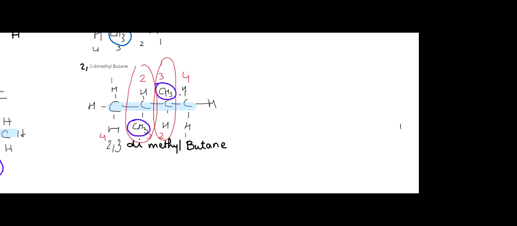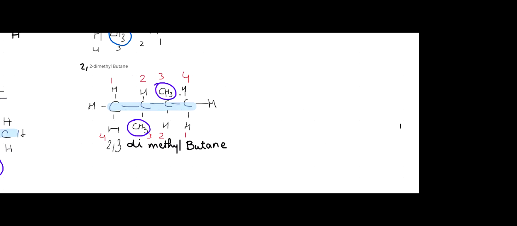2, 3 dimethyl butane. Or you can choose to count it from the right-hand side. Even if you choose to count it from the right-hand side, this becomes carbon atom number 2 and this becomes carbon atom number 3, so the numbering will remain the same. 2, 3 dimethyl butane. So in situations like these where you have more than one side chain on different carbon atoms, you can count from the right side or the left side.